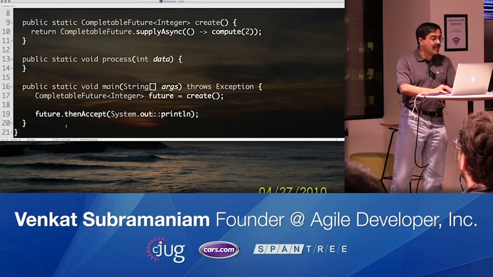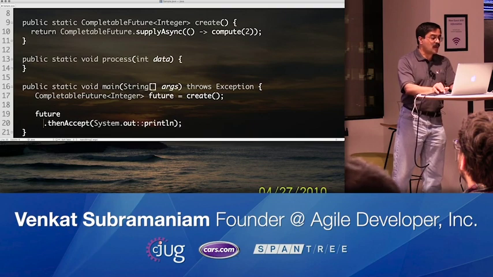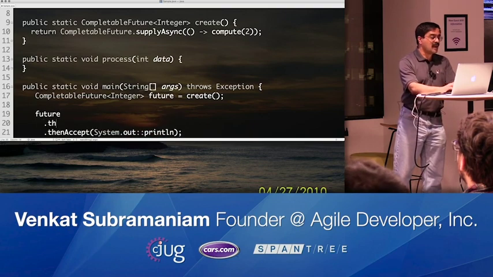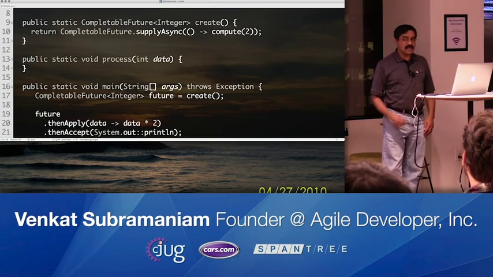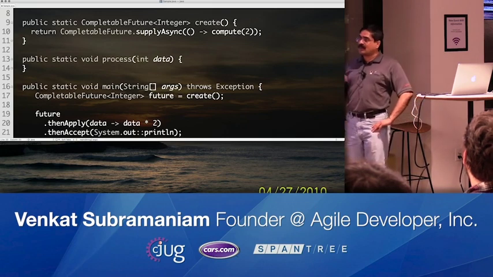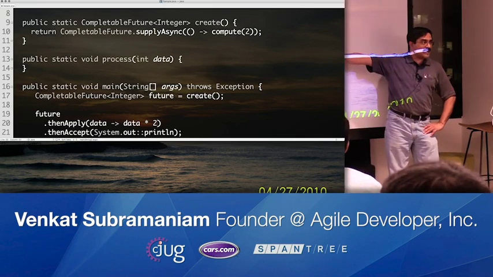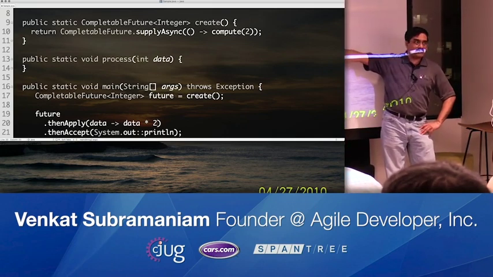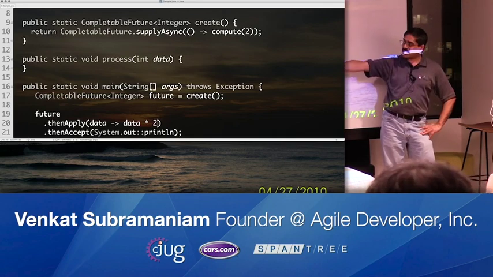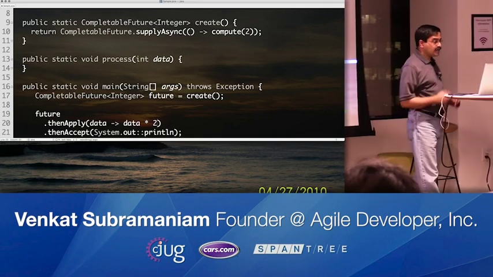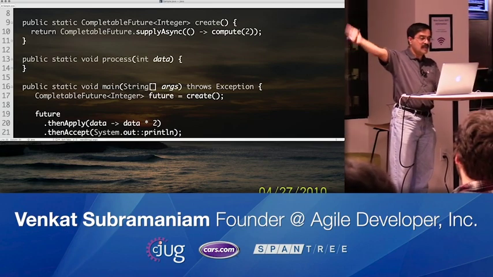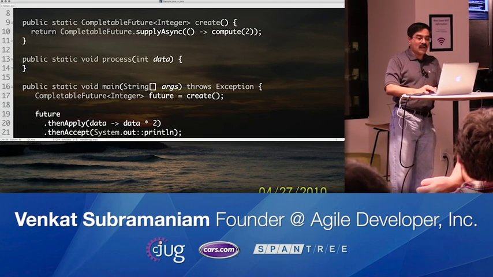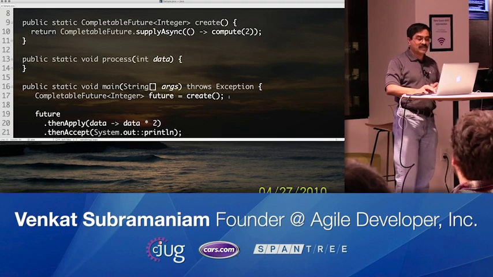But what I'm going to do here though is I'm going to say over here dot then apply, and given the data, I want to return a twice of the data. Now notice what we are doing. We are transforming the data. So the future dot then apply, given the data, double it and then accept it and go ahead and print it. So if you run this code, we have a 2 coming out of the compute method. 2 times 2 is 4, and we should be printing the result of 4 in this computation.